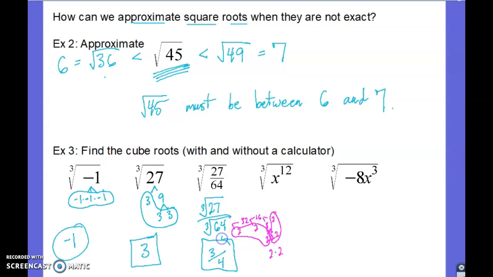Otherwise, some of you might be sitting there and saying, that's a lot of work. Why don't I just think of, well, it's got to be bigger than 3, since the cube root of 27 is 3. So how about I try 4 next? And you'd be right. 4 times 4 times 4 is 64.